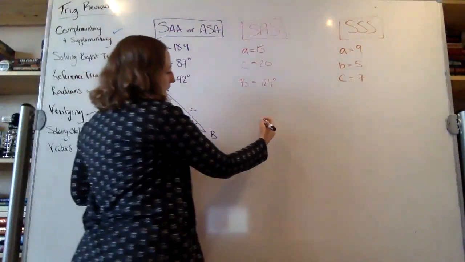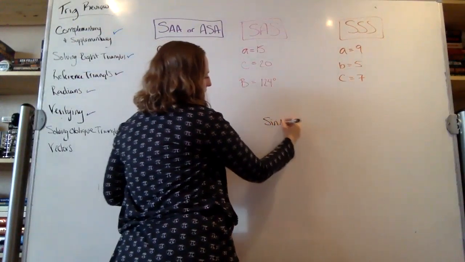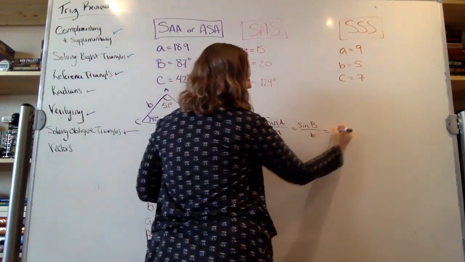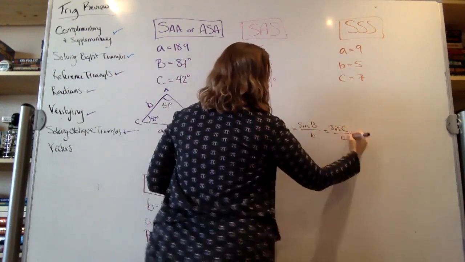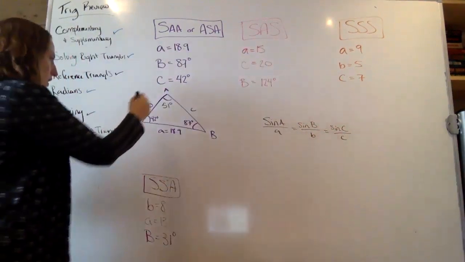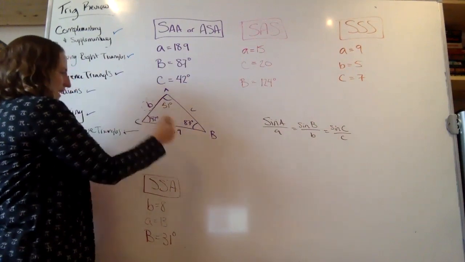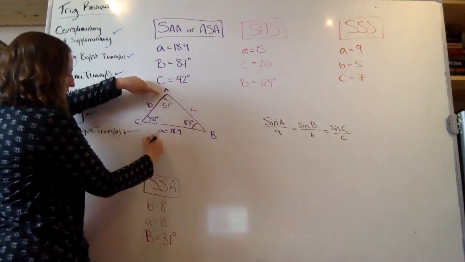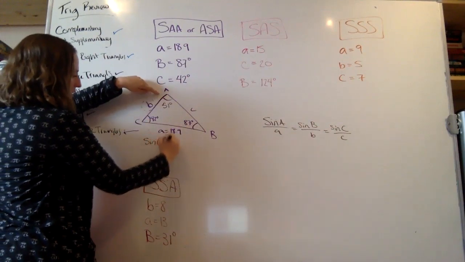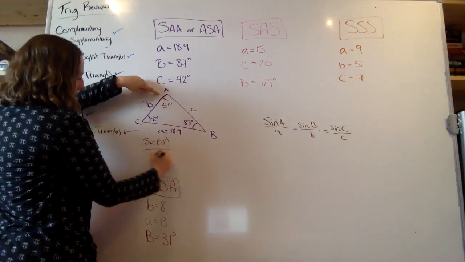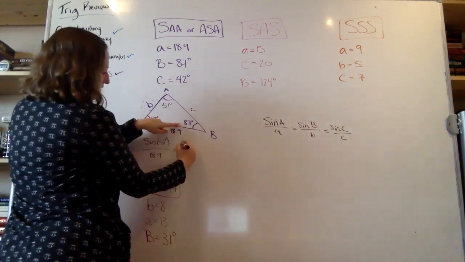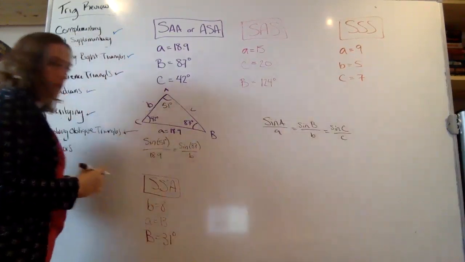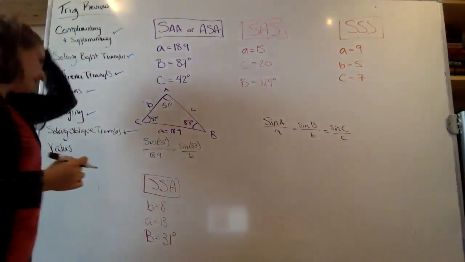So remember that the law of sines says sine of A over A equals sine of B over B equals sine of C over C. So if I want to solve for side length B, well, I can set up the ratio that says sine of A over A. So sine of 51 degrees over 18.9 is going to equal sine of B, sine of 87 over the thing I want to know, B. Okay, now I'm just going to solve this.